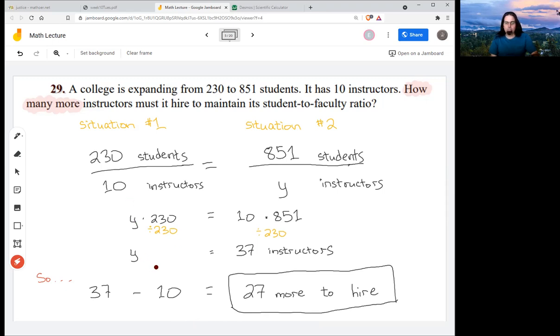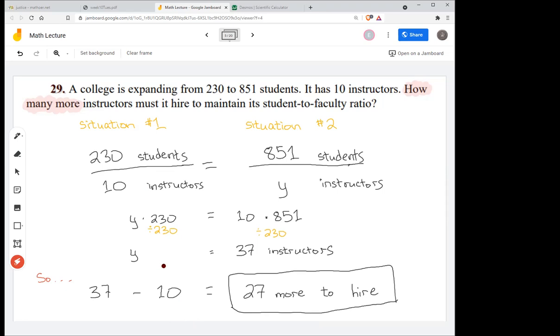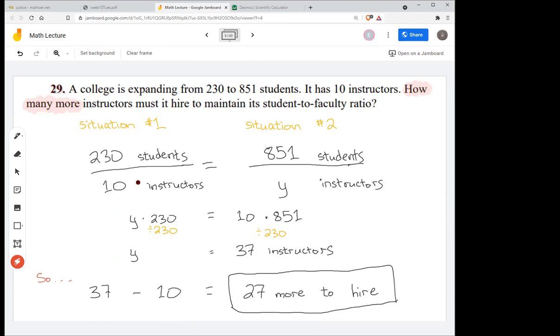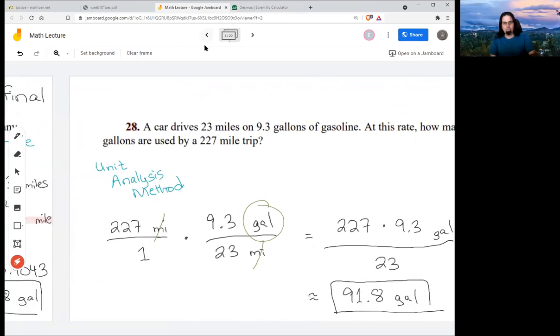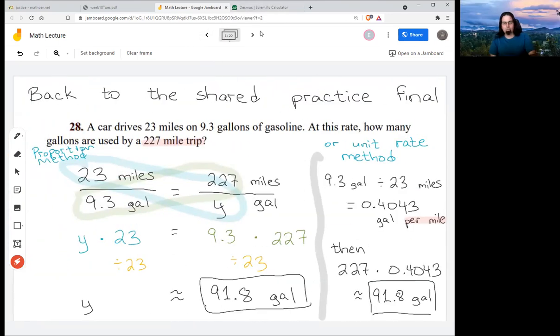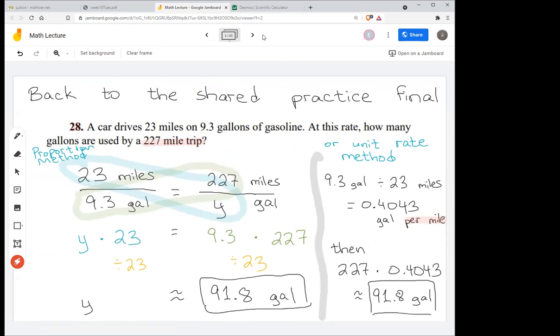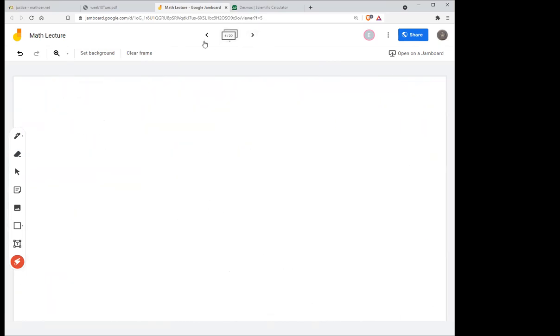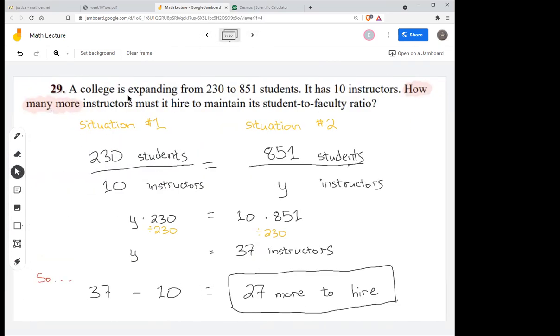Questions on 29? I'm good. I would actually do it one of the other ways if someone really wants to. Sure. Which one? The unit analysis or the unit rate? Unit rate. Okay, so let me grab that.